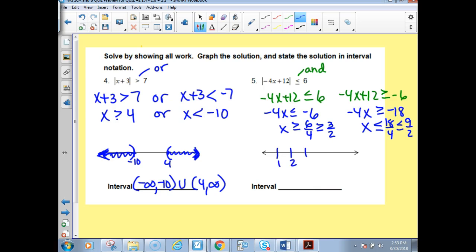And I'm just going to have 3, 4, 5. 9 halves is 4.5. So I'm going to be going between 3, 4, 5. I don't know why I just changed the color. But anyway, 1.5 would be about here, and it includes it. So that would be a solid bracket.